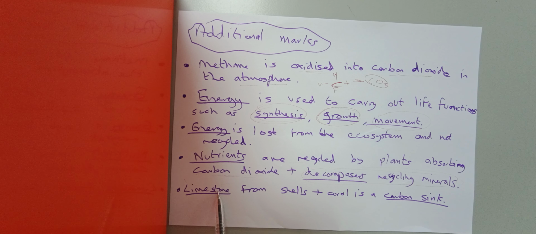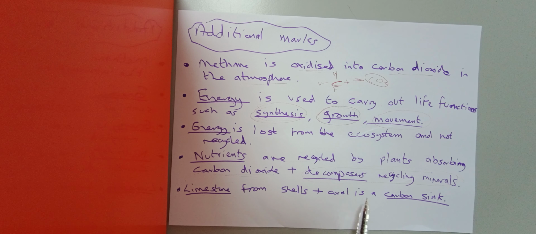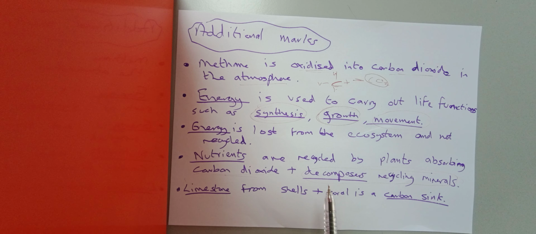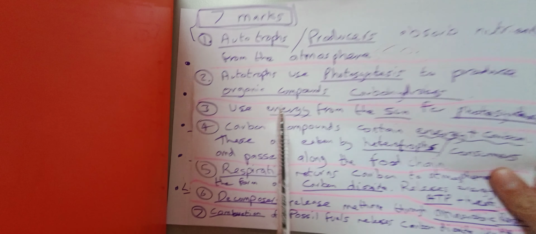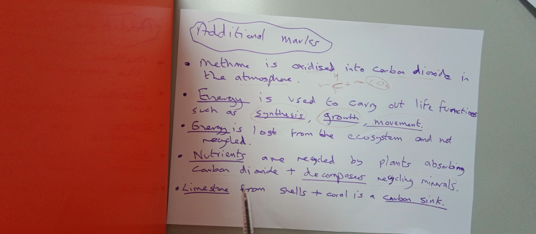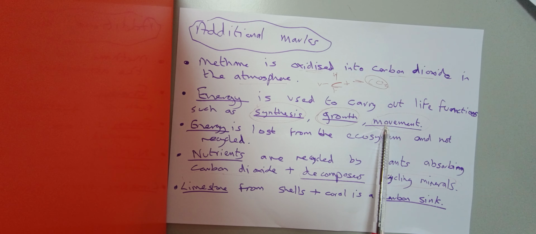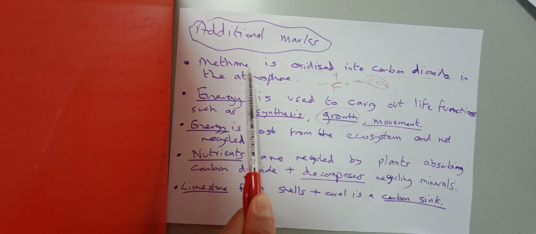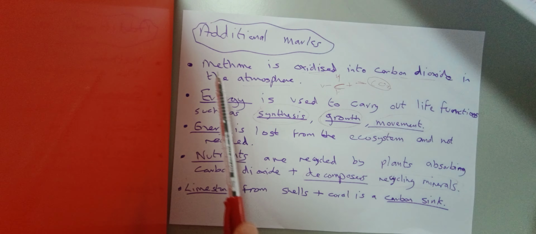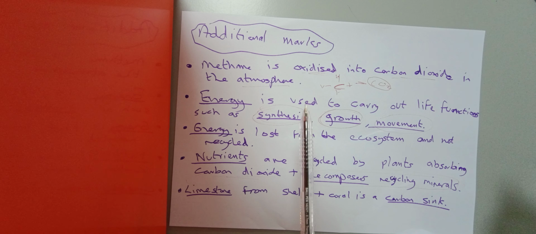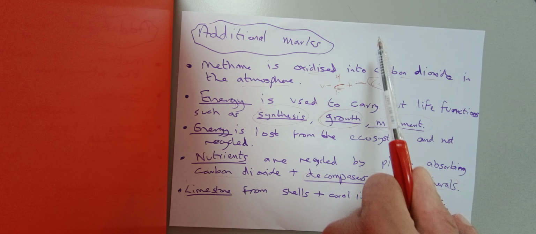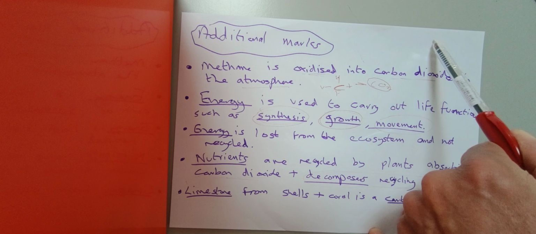And then you can mention limescale from shells and coral under the sea is a carbon sink. So you can mention that just to say that you've mentioned a carbon sink, and then the examiner will say, oh, they've mentioned all these points, and additionally they've gone into detail about carbon sinks, they've gone into detail about where the energy goes, what it's used for, and they've gone into detail about methane, about the anaerobic form of methane.